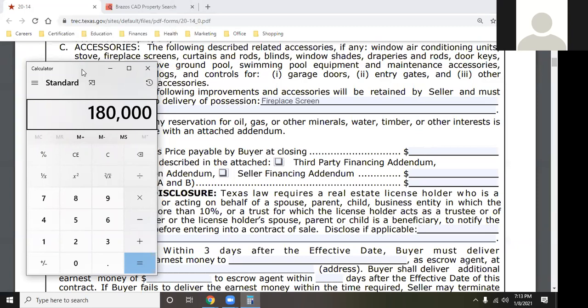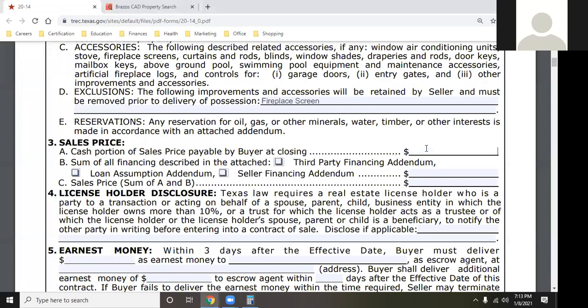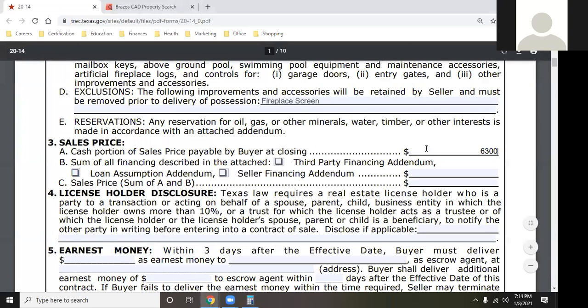3.5%. So you take, multiply, 0.35. Sorry, one more zero. Nope, it's not going to work. Just going to do it this way because it's acting up. Like this. And it's $6,300. So $6,300 is going to go right there.